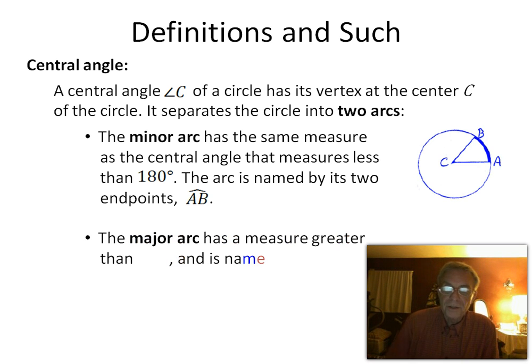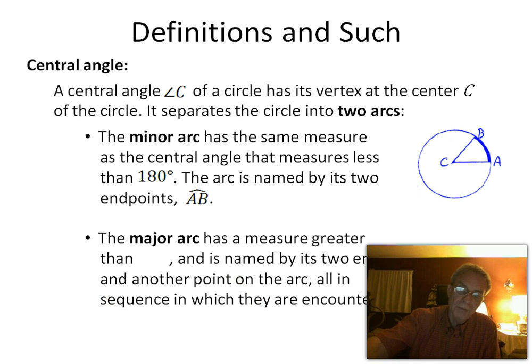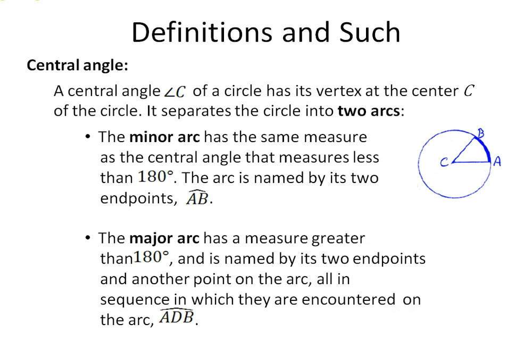Okay, so if you notice here, here's what we've got. We've got this circle. This small piece right here is arc AB. So what we're going to do is figure out what that particular part is. Okay, if you notice, the part that's not included here is actually the major arc, and that's called the major arc because it's bigger than 180 degrees, and it's named by its two endpoints and another point on the arc. All of those in the sequence in which they're encountered, as you can see here.